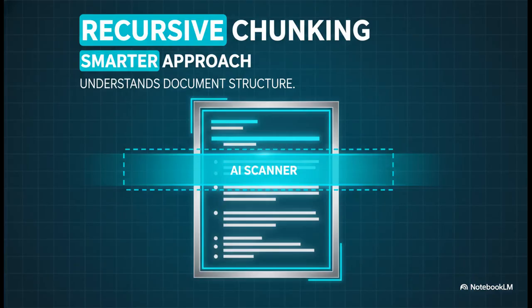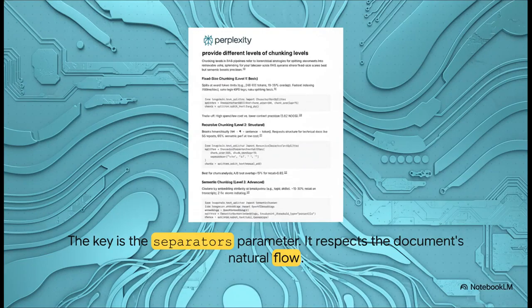All right, time to level up. Next is Level 2, Recursive Chunking. And this one is way, way smarter. Instead of just cutting blindly, it actually tries to understand the document structure first. The magic here is in that separators parameter you see in the code. It's basically a priority list. The algorithm will try to split by paragraphs first. If that chunk is still too big, okay, it'll try splitting by sentences, and so on. It works its way down the list, always trying to respect the natural flow of the document.